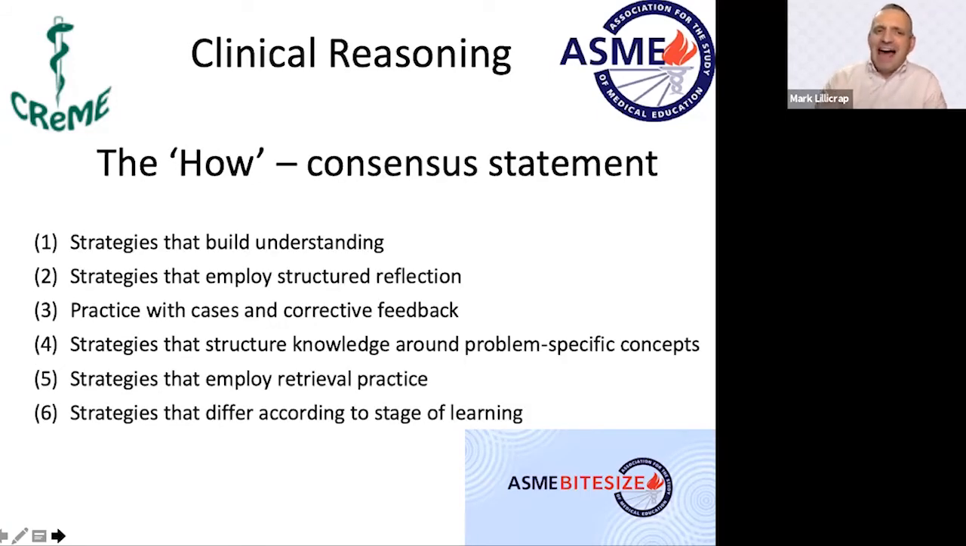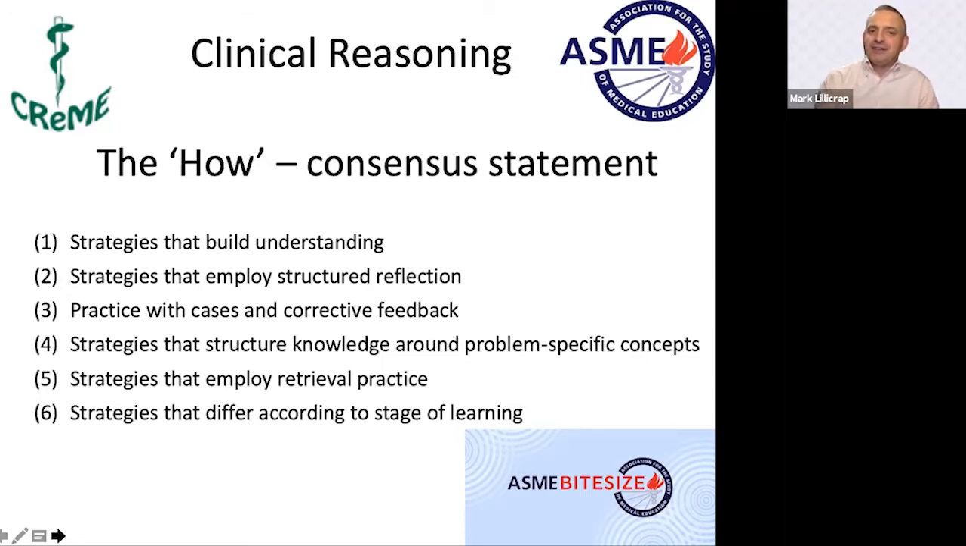Shared decision-making with the patients, shared decision-making with other professionals within the team. And then we looked at the how of clinical reasoning. We need to build strategies that build understanding. So we want to think in terms of scaffolding. We want to think in terms of spiral curricula. We want strategies that employ structured reflection, and reflection is a key element. It's not what you're teaching and delivering that is important, it's what the learner is learning from the experience. We need practice with cases with corrective feedback, and for that to work well, we need to be able to have supportive developmental conversations with our learners.